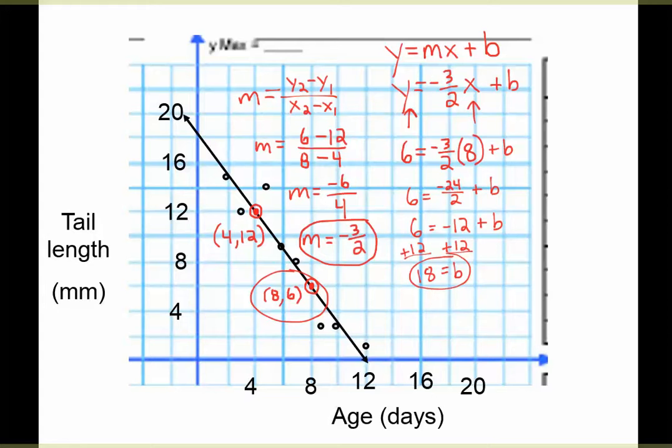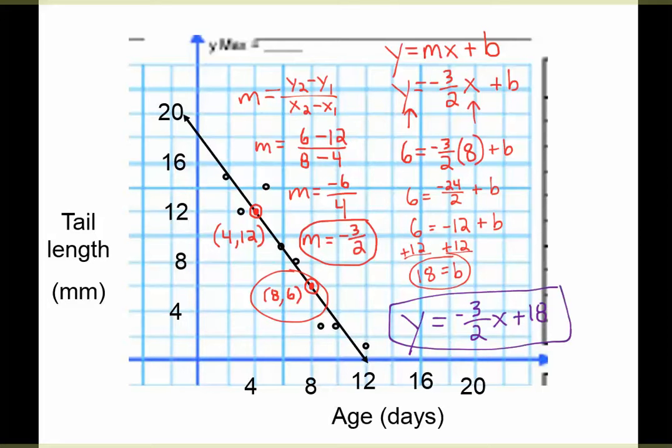Okay, so I'm going to take both of these numbers and write my equation. So final equation in slope-intercept form: y equals -3/2 x plus 18.